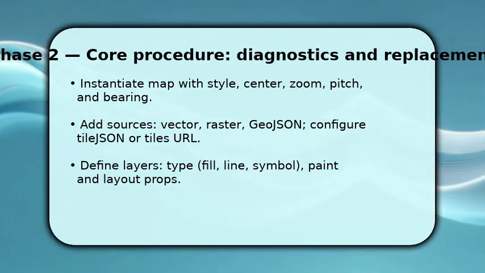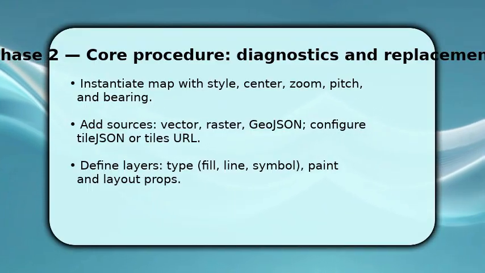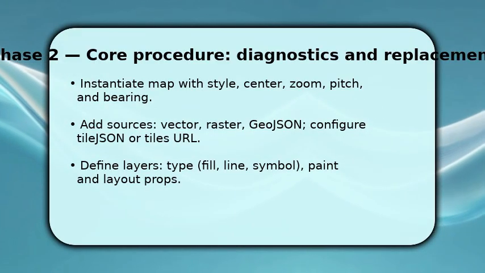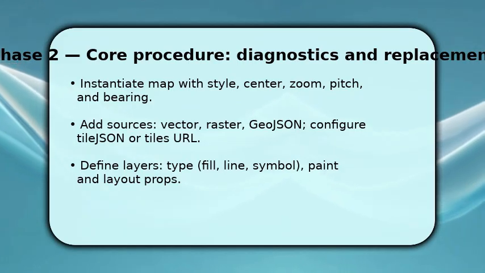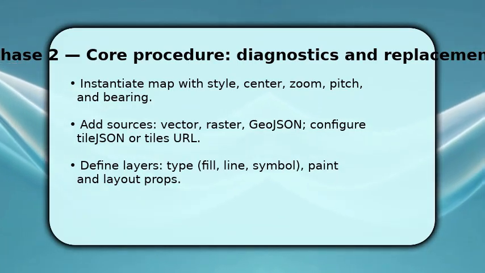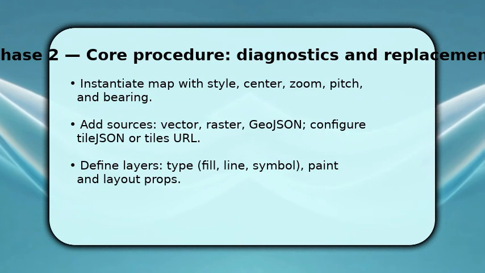After that, add layers with types like fill, line, or symbol and set paint and layout properties to control appearance. As you build, use camera easing or set center for smooth transitions and to ensure features render in view.